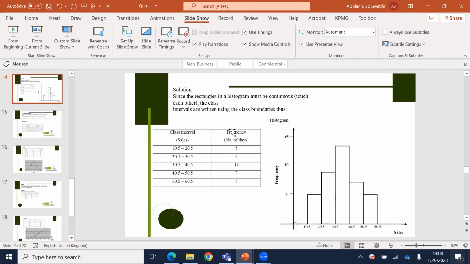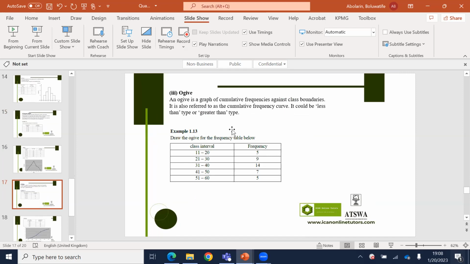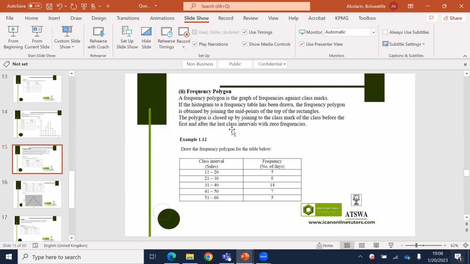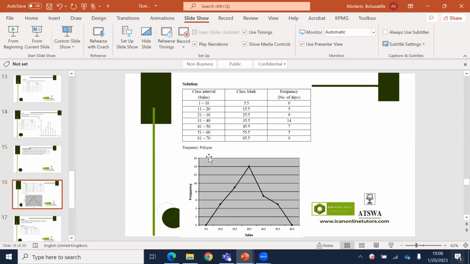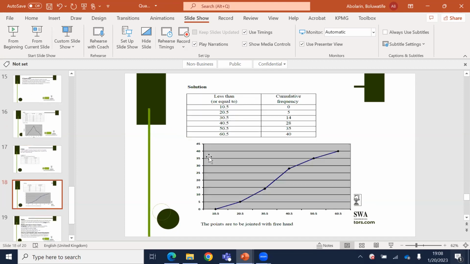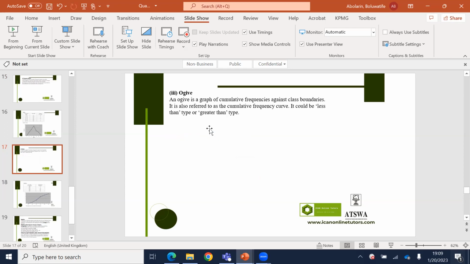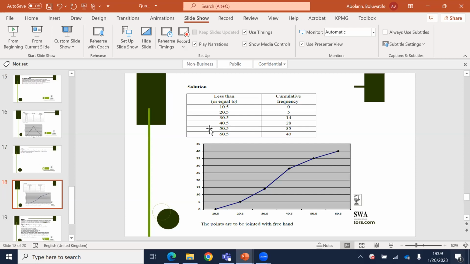Wait, I think, oh, I understand now. The same mistake that happened here, this table, I told you that it was wrong. Let me just delete it. This table is wrong. This table too is wrong. I'm repeating tables. So now, for this OGIVE, this is the solution. This is the question we'll be given.